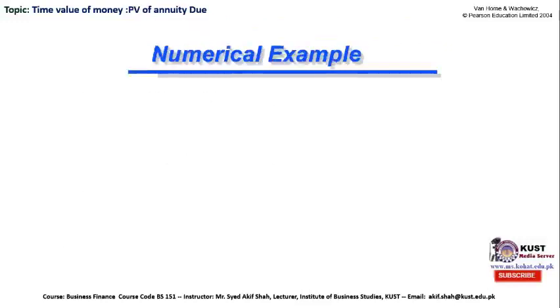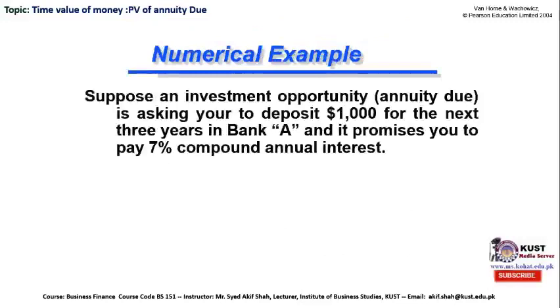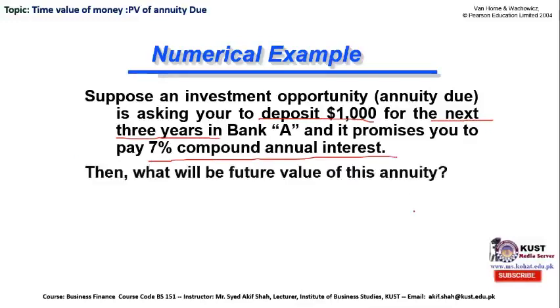So let's take a numerical example which is asking us to find the future value of an annuity due. Suppose an investment opportunity, which is an annuity due, is asking you to deposit $1,000 for the next 3 years in bank A, and it promises you to pay 7% compound annual interest rate. And at the end it is asking us to calculate the future value of this annuity.